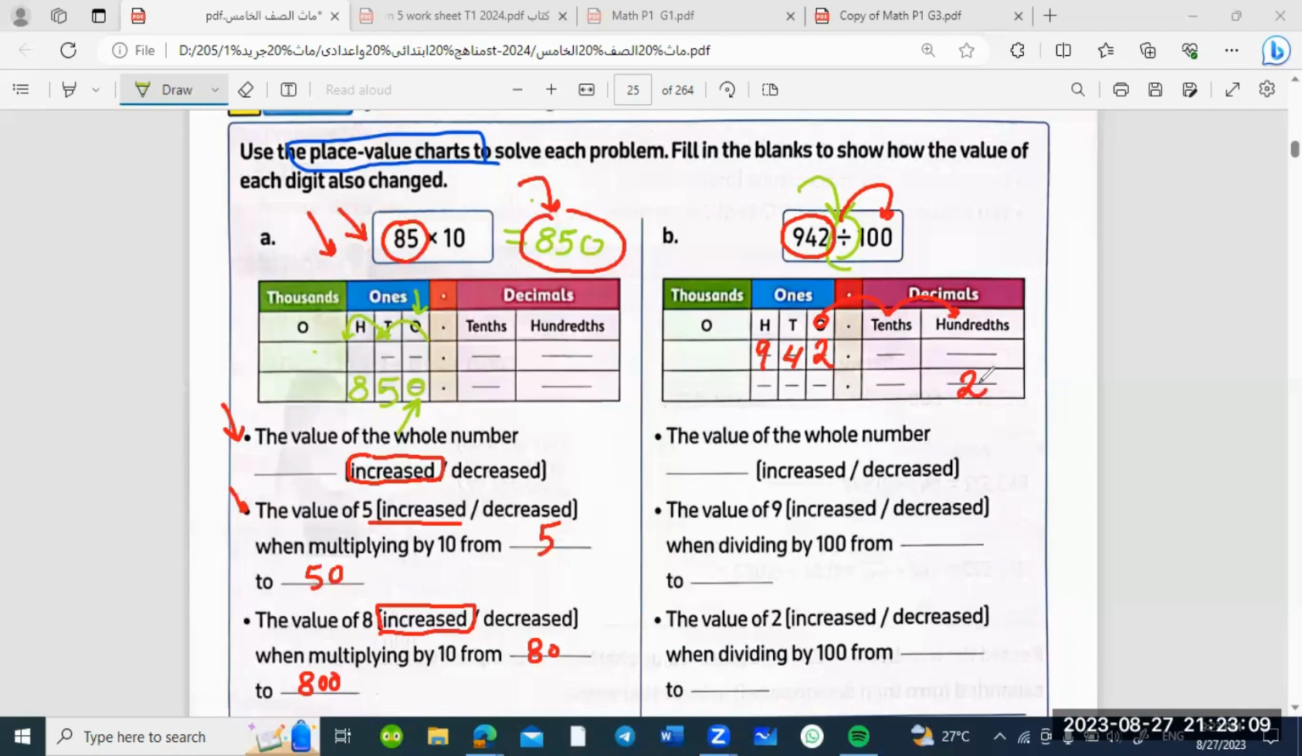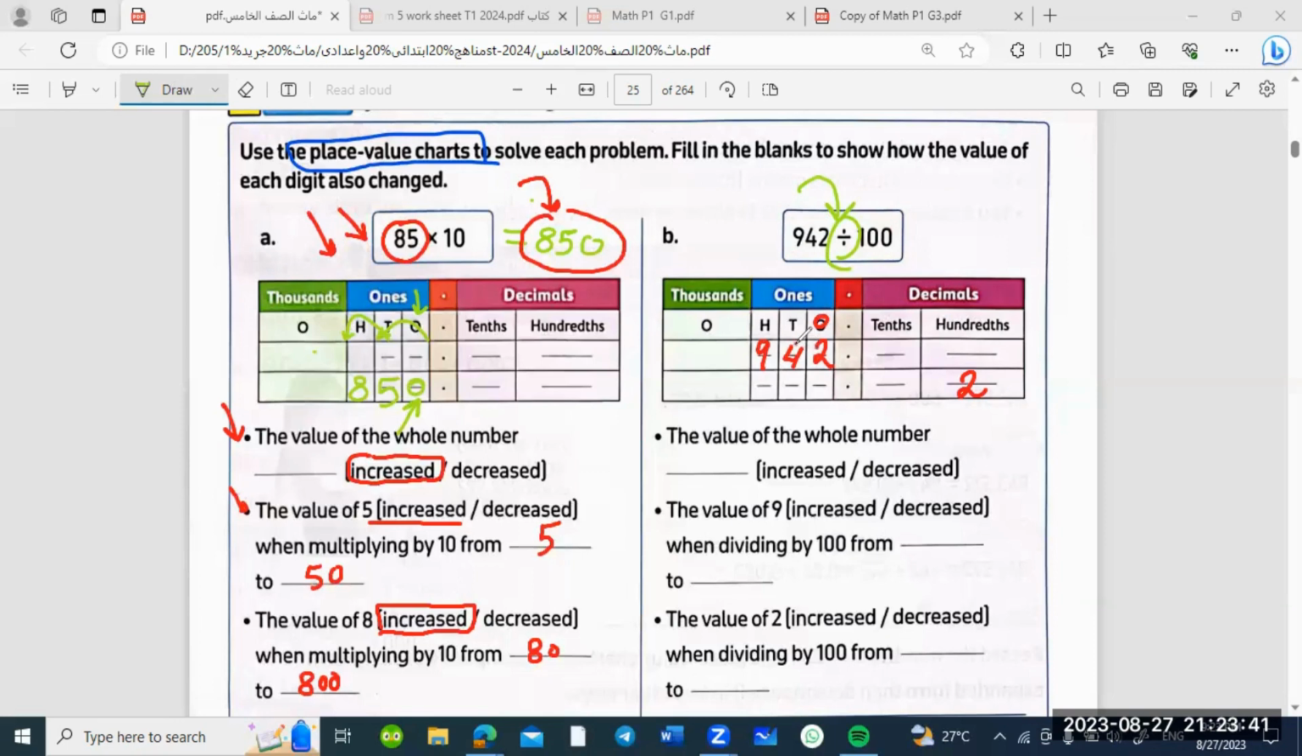Why we moved this digit 2 steps? Because we divide by 100. 100 means 2 steps. Okay? Yeah, teacher, it divides back the number. Divide the number comes back. Before the number getting smaller, getting increasing. Did you understand? Yes.